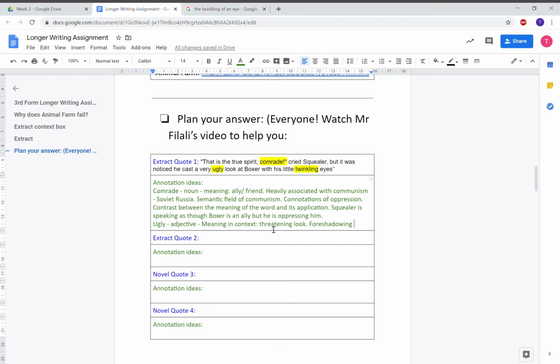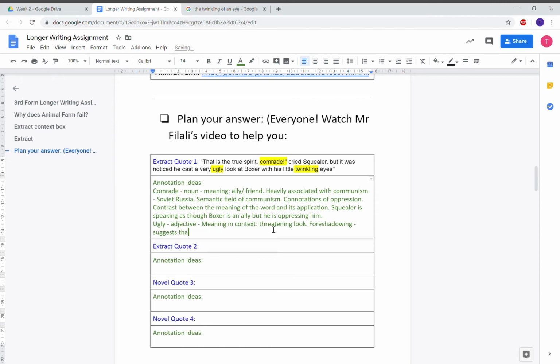If you recall in the show trials, they do actually try to kill Boxer. Napoleon gets the dogs to attack Boxer, but he's too strong and he ends up almost killing one of the dogs, at which point they never try to kill him again until they send him to the knackers. But this is an example of foreshadowing because it suggests that the pigs may later try to kill Boxer.